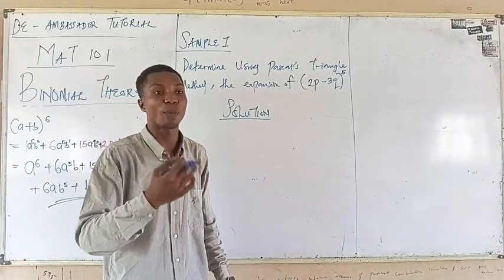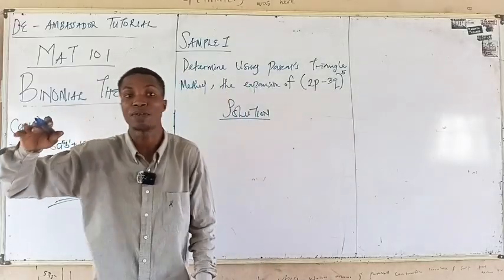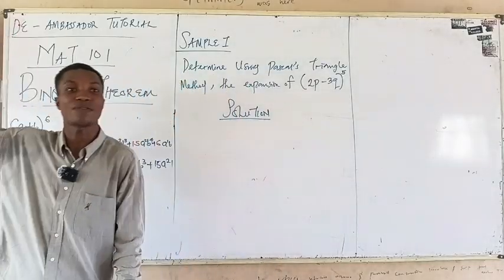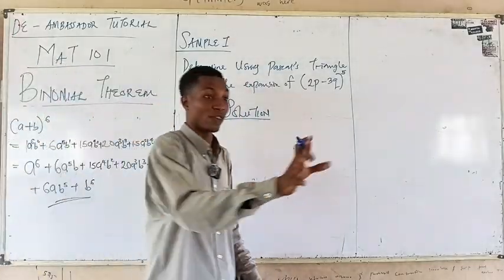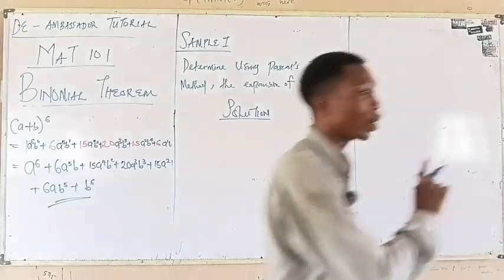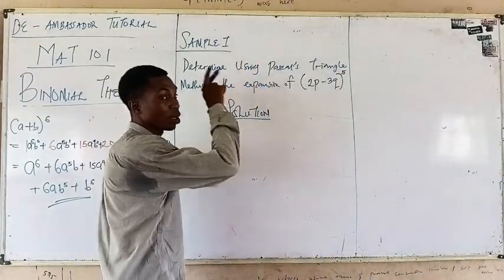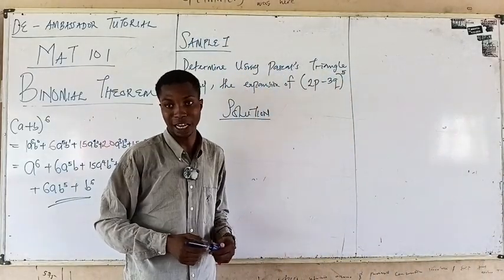I know most of you must have memorized the power of 5: 1, 5, 10, 10, 5, 1, isn't it? If you do that, you're right. But according to the instruction, we have to use what? Pascal triangle. Is that clear?